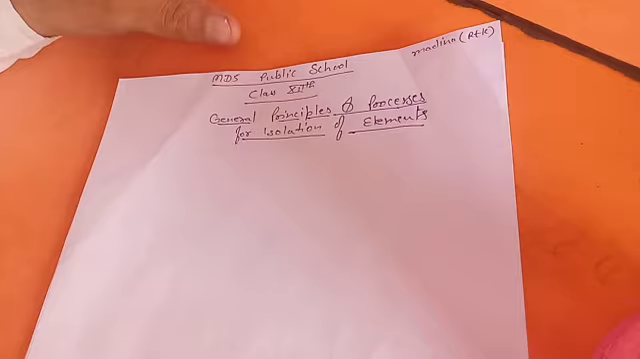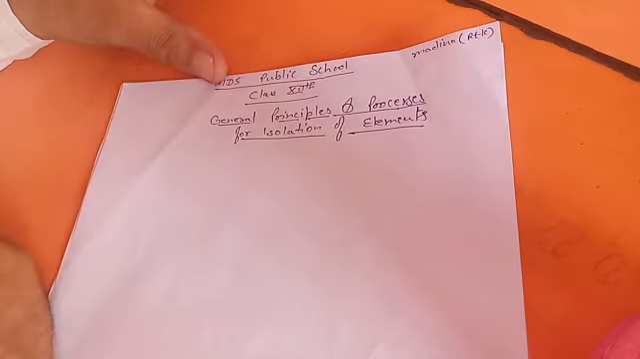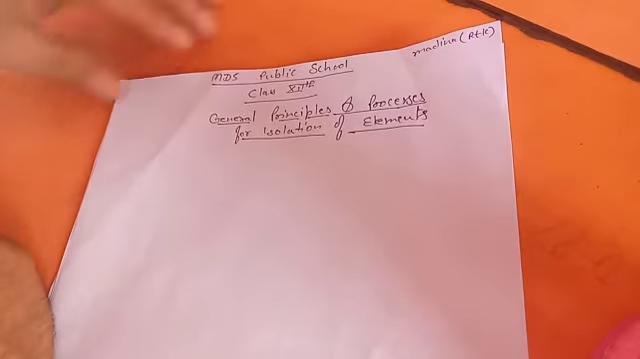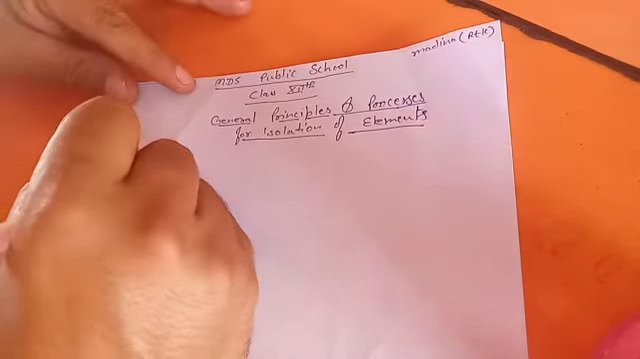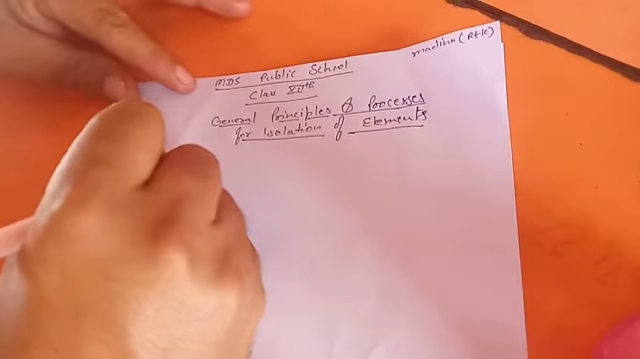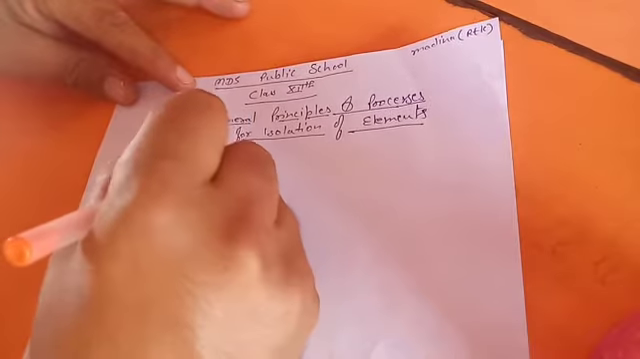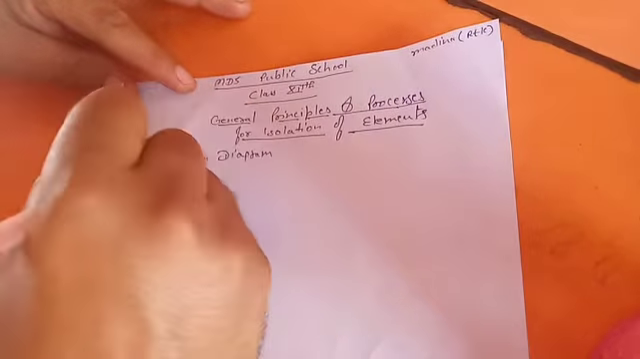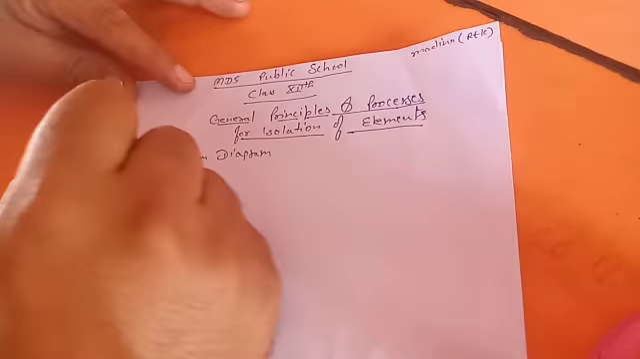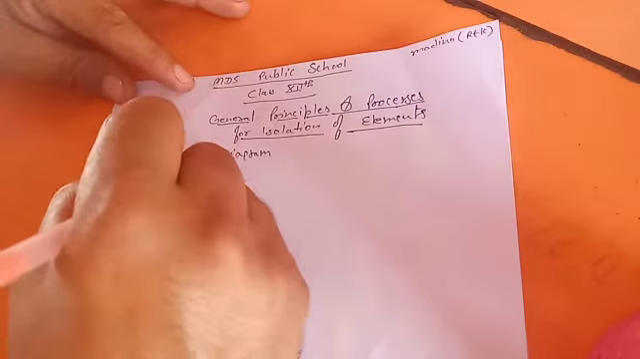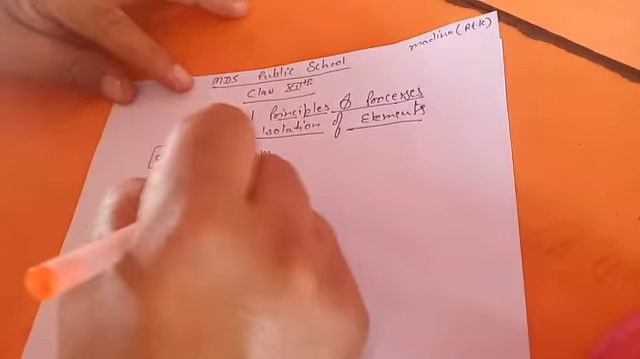In the previous lecture on general principles and procedures for isolation of elements, we studied the Ellingham diagram. This is the last topic we discussed there. The Ellingham diagram helps us find a good reducing agent.